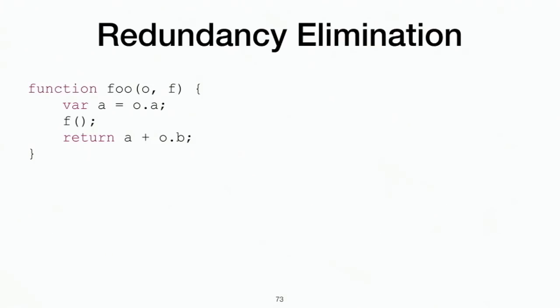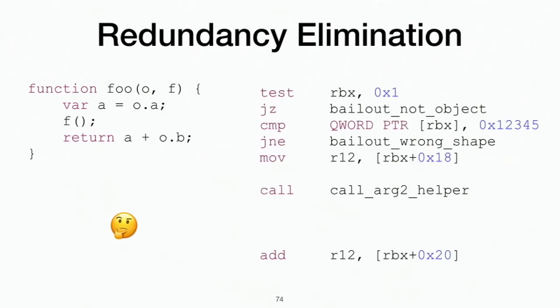So let's look at this function here. This is essentially the previous one. Just now I'm doing a function call in between, calling some JavaScript. Let's say we did our redundancy elimination, and this is what we came up with. First set of guards, then the call to this argument function here, and then no more guards and directly the property fetch. Is this correct?